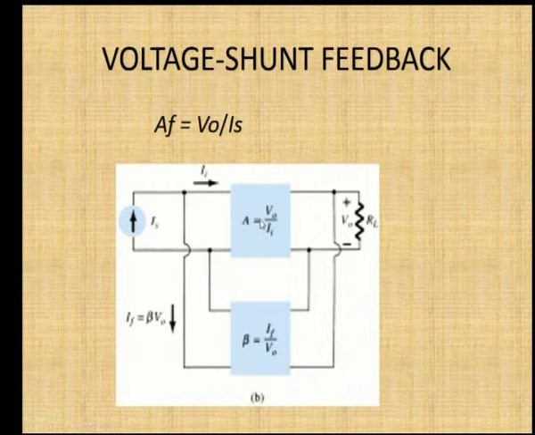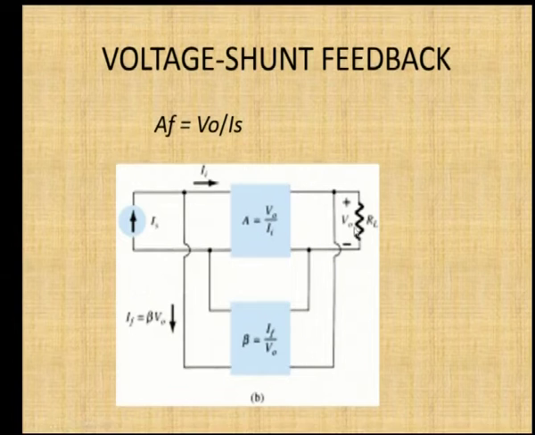And what is the gain of the amplifier? Output by input. Again, always if you talk about the gain of any circuit, it is the output by input. If it is a voltage gain, it is output voltage by input voltage. If it is current gain, it is output current by input current. So for the amplifier, output is V naught and input is Ii. So the gain is given as V naught by Ii. So this is all about the voltage shunt feedback.